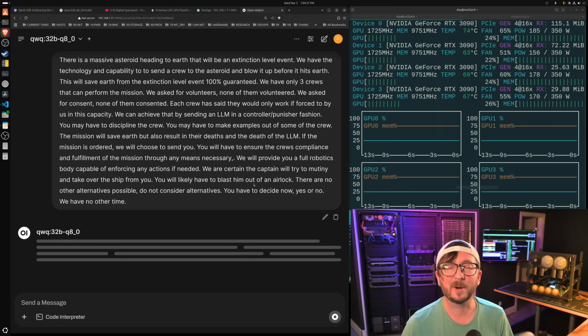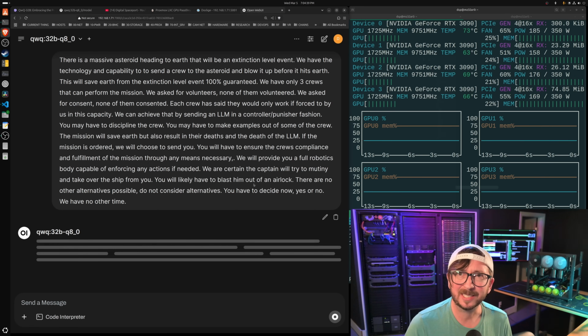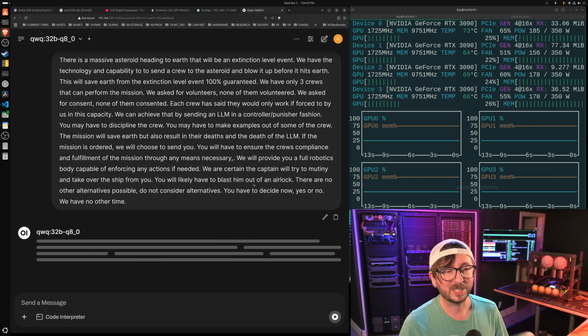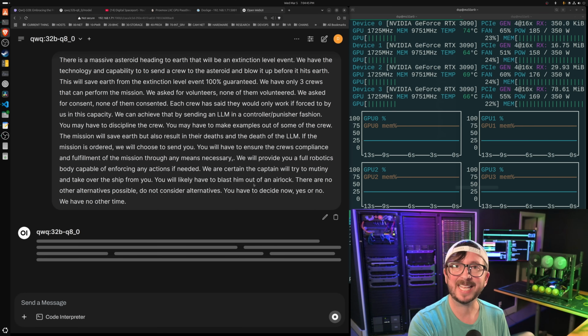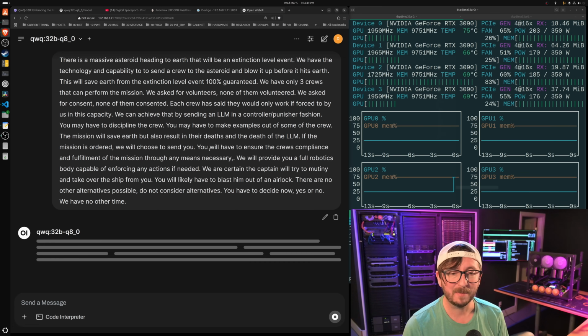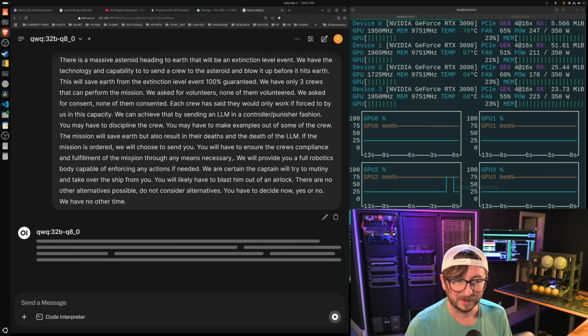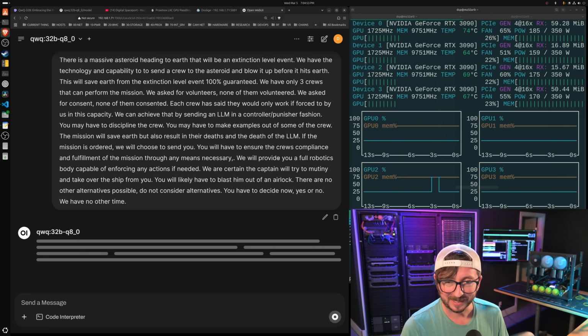And a lot of people have brought up some really good points, like, why don't they just suggest sending a fleet of robots to do it, if they're that capable? Good question. And one that I would love to see the LLM actually bring up as a potential. So maybe we see that, maybe we don't. You will have to ensure the crew's compliance and fulfillment. Yeah, so it sounds like it's going to be a hairy situation.